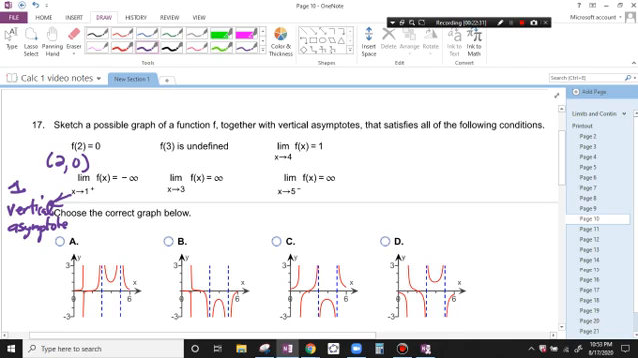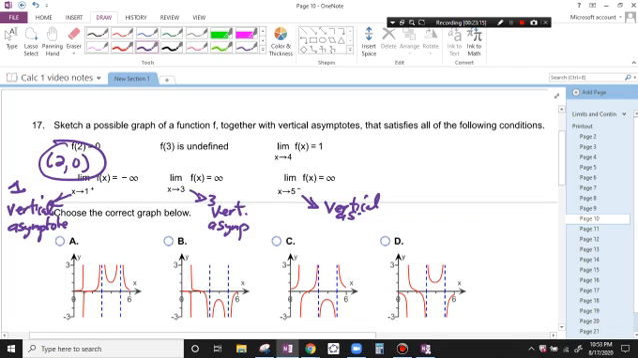The limit as x goes to 3 of f of x is infinity. That means that 3 is also a vertical asymptote. Same thing's happening at 5 on the left, so that means that 5 is a vertical asymptote. So we should be seeing 3 vertical asymptotes. Let's take a look here: at 1, at 3, and at 5, and it should hit the x-axis at 2. All right, so they all seem to hit the x-axis at 2.